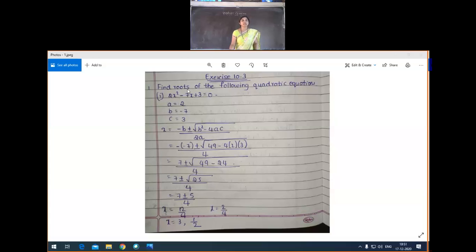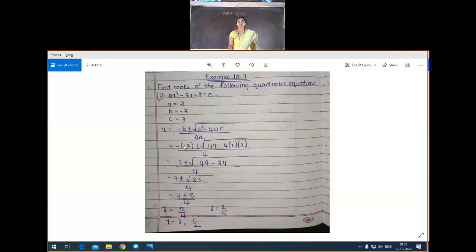Now, first we have to list out the a, b, c values. The a value is 2, b value is minus 7 and c value is 3. Write down the formula x is equal to minus b plus or minus square root of b square minus 4ac divided by 2a. Then substitution: b is minus 7, and in the formula a minus sign is there. Minus of minus 7 plus or minus square root of minus 7 whole square, directly we are writing it as 49, minus 4 into a value 2, c value 3, divided by 2 into a value 2, 2 2s are 4.